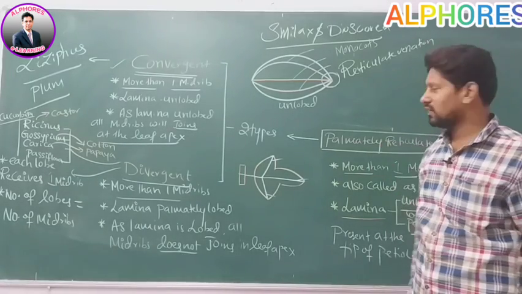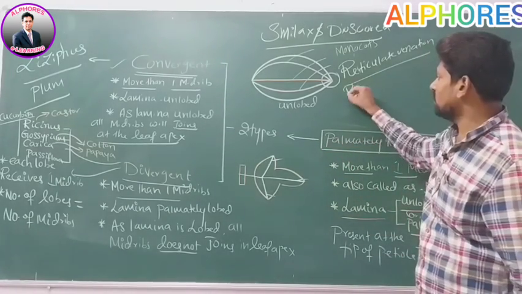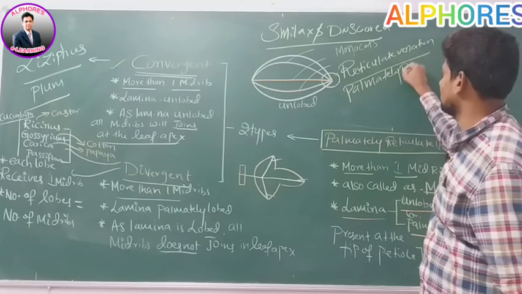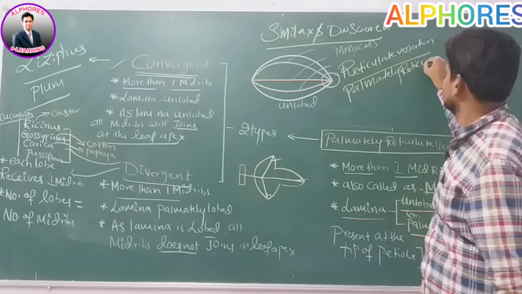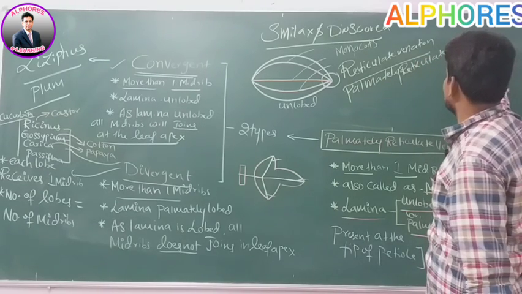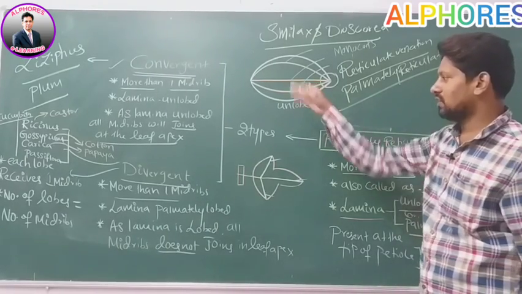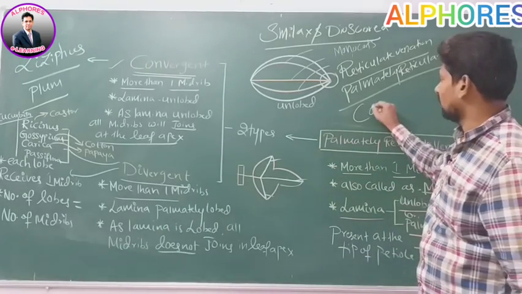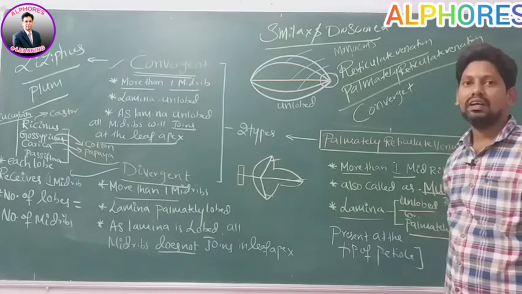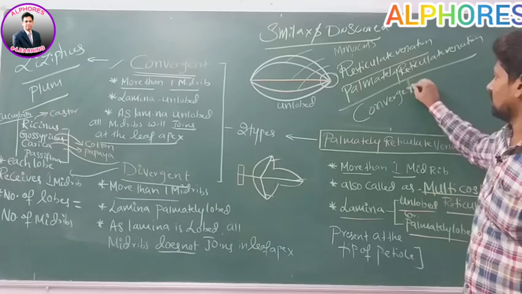But reticulate venation is of how many types, sir? Two types. What are they? Pinnate reticulate venation and palmate reticulate venation. They show palmately reticulate venation. But palmately reticulate venation is of how many types? Two types, convergent and divergent. What do they show, sir? They show convergent.